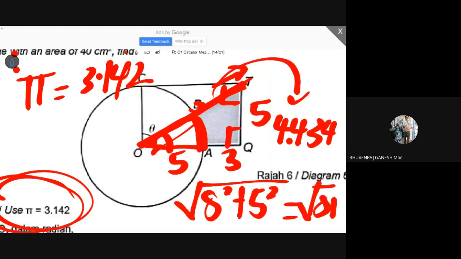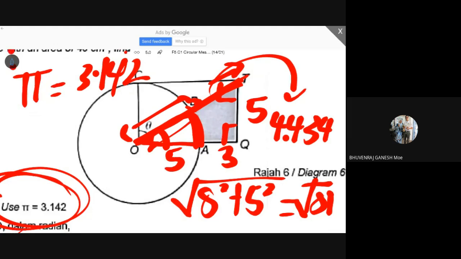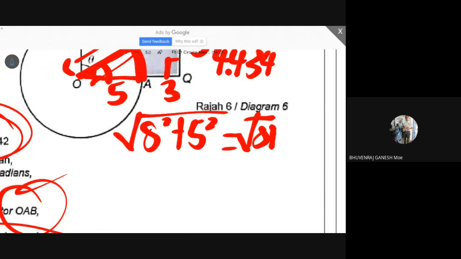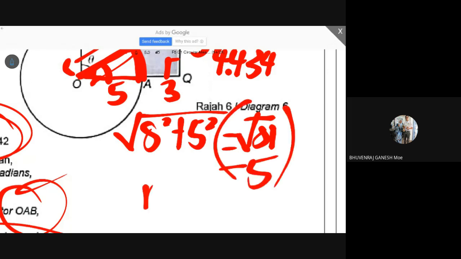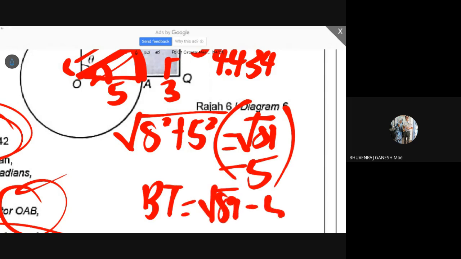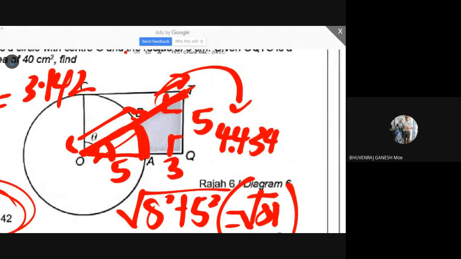Okay. Kalau kamu nak tinggalkan jawapan macam square root of 89, tolak dengan panjang ni juga boleh ya. Sebab lebih accurate. Lebih tepat nilai dia. The square root of 89 value is more accurate. So square root of 89 minus 5 is your length for BT. You can write BT equals square root of 89 minus 5. Okay, it's more accurate actually. So final answer still 4 decimal places. Jawapan akhir masih 4.434.